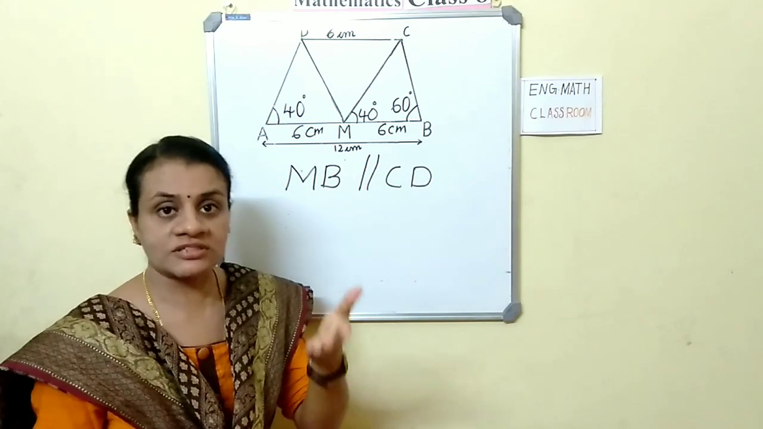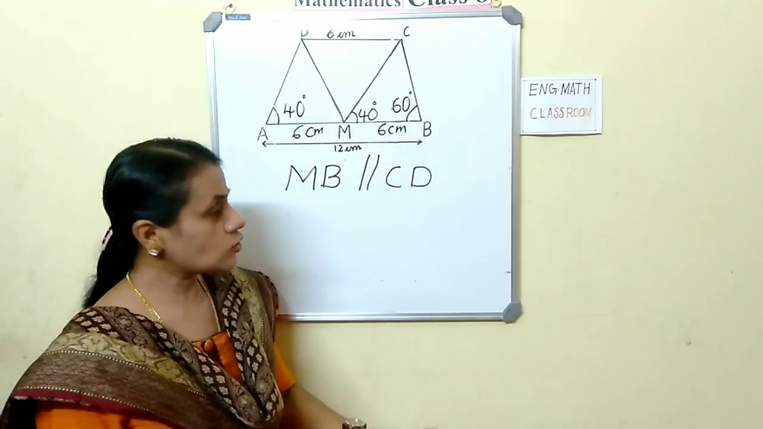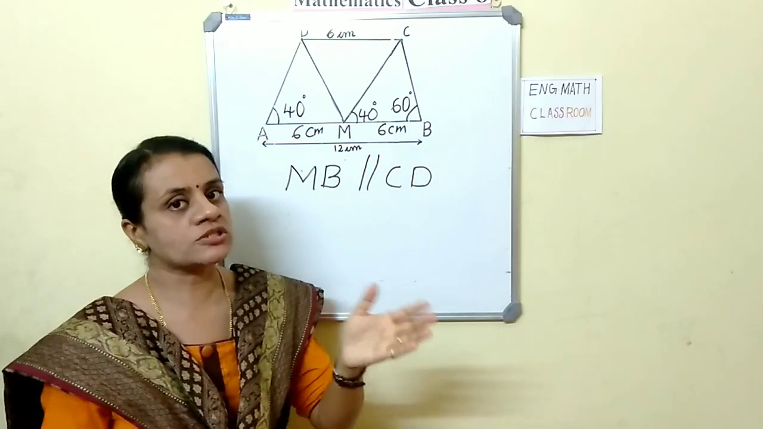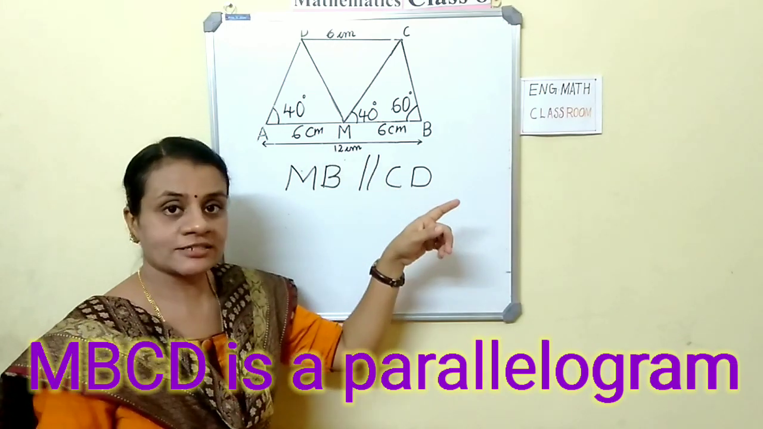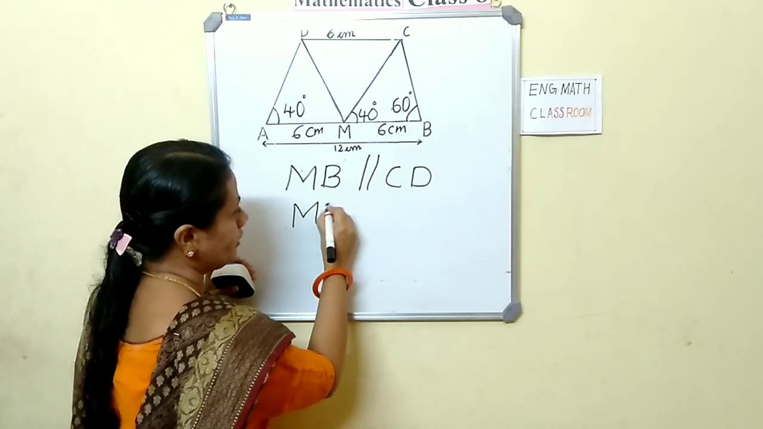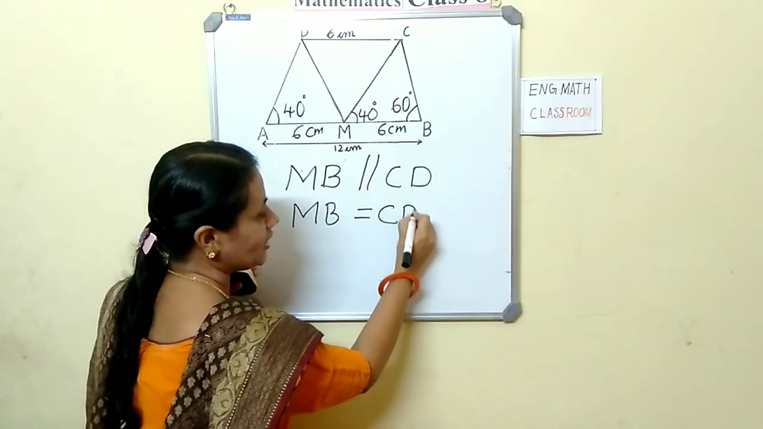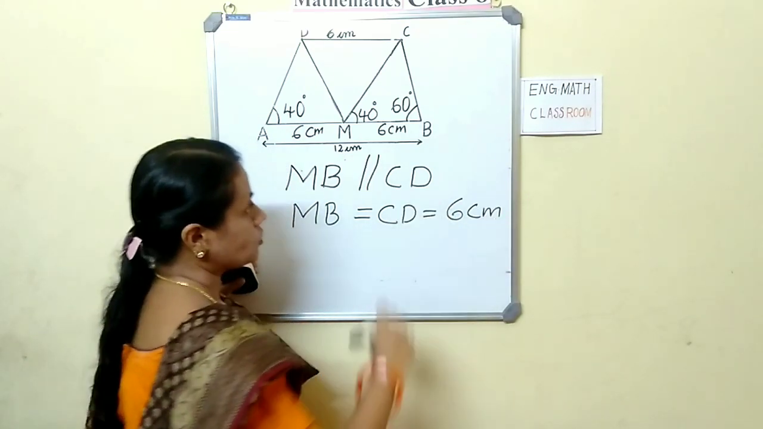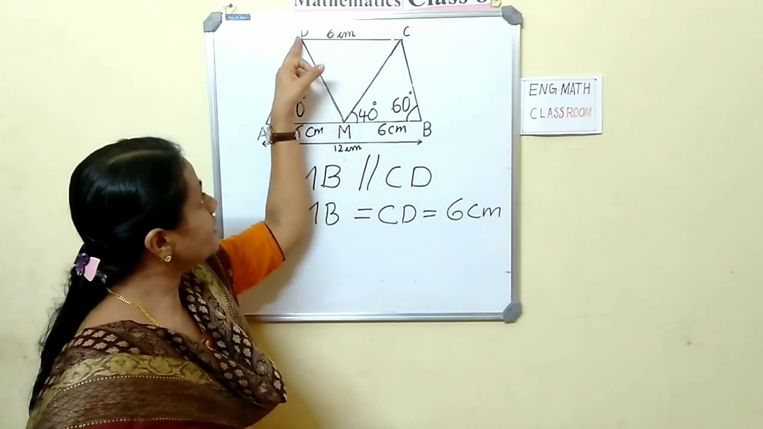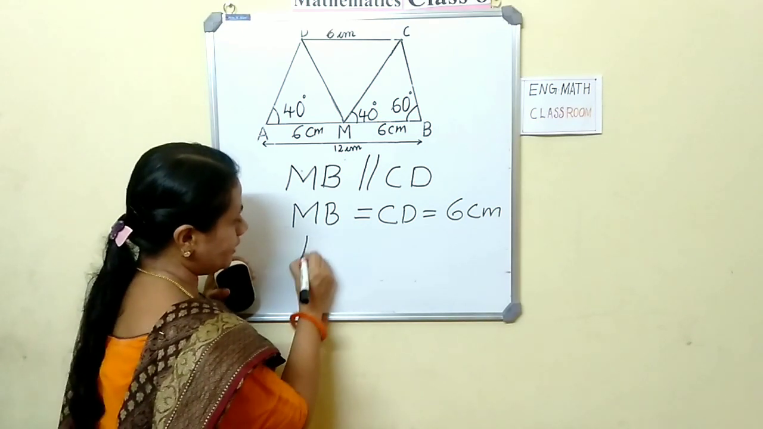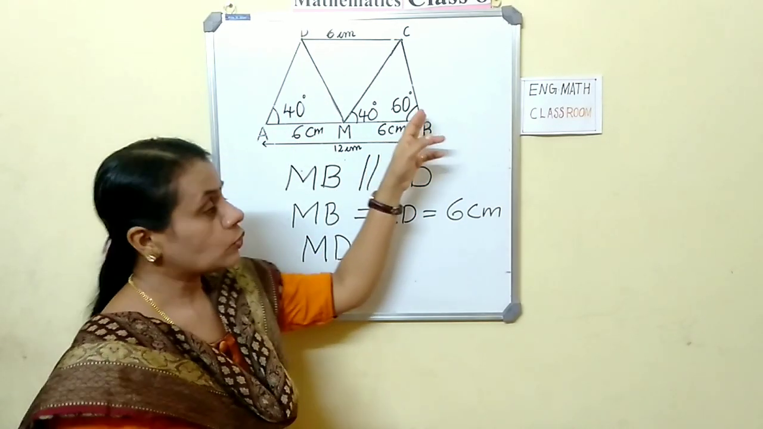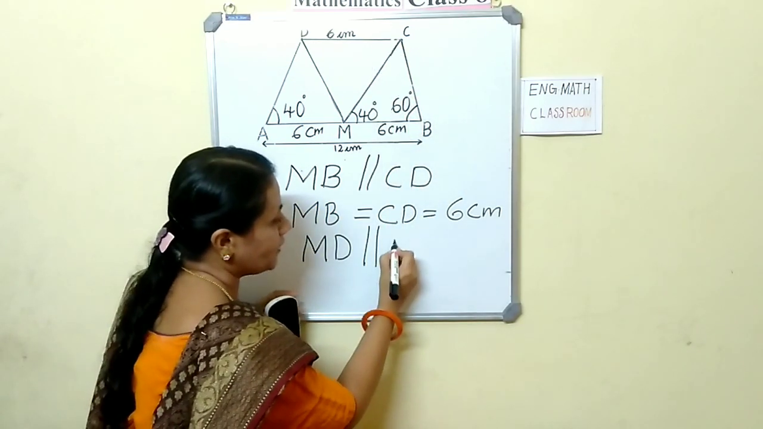So, what we can talk about this quadrilateral MBCD? Here also one pair of opposite sides are parallel and also equal. So that this quadrilateral is also parallelogram. So, we can say that here MB equals CD equals 6 centimeter. So that we can say that another pair is also parallel. Which is another pair? That is MD and BC. So we can write here MD parallel to BC.